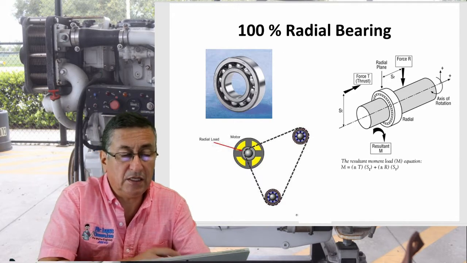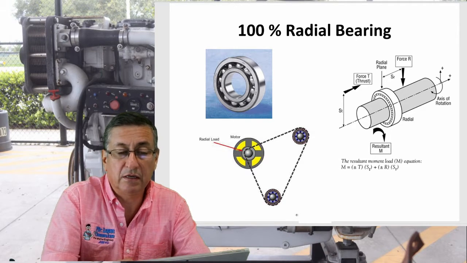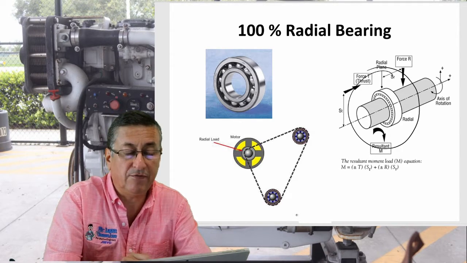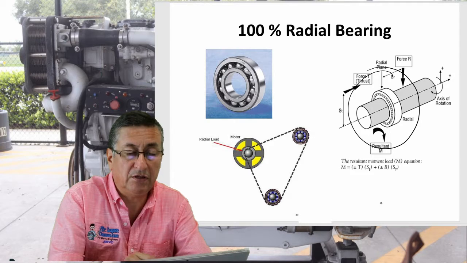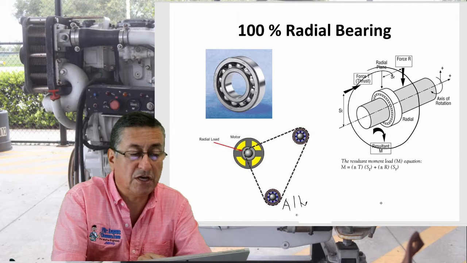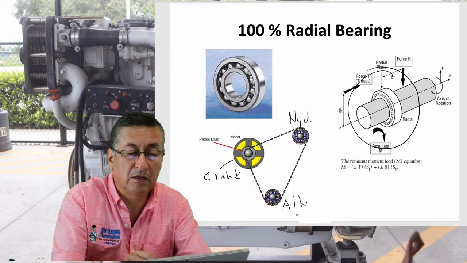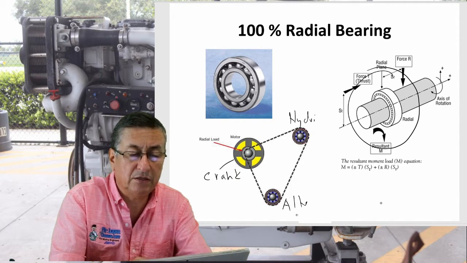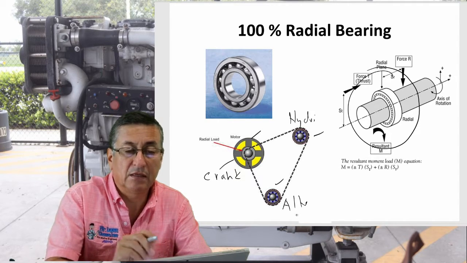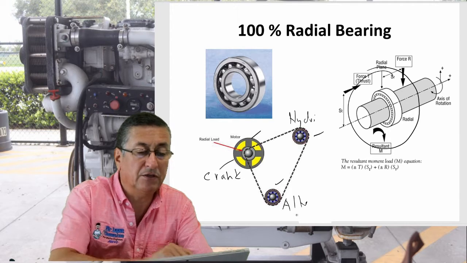Alright, this is the typical radial bearing. This is the installation of the radial bearing. And this is, for example, the radial bearing of the alternator. This is the crankshaft. And this is the hydraulic pump. There are three bearings connected by the belt. Typical radial bearings installation.